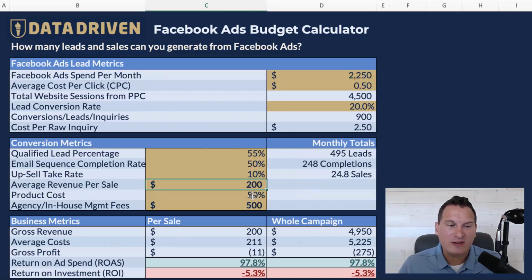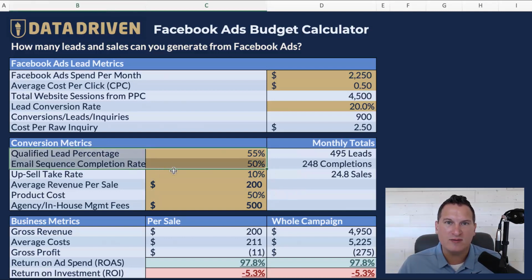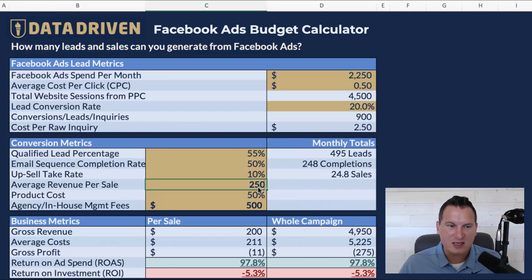$200, I couldn't make it profitable, and so I had to raise the price on it in order to account for the advertising. Basically, I needed to either improve these percentages of completion rates or see if the price increase would make it profitable. And so say that you raise it to $250, this becomes profitable.